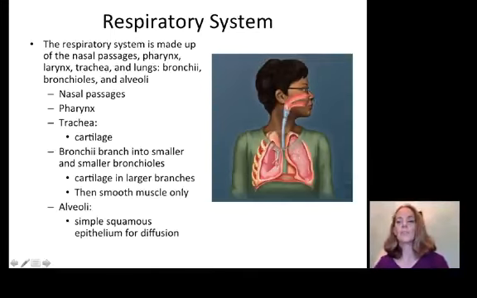So the respiratory system, just to remind you of the anatomy, is made up of the nasal passages, which begin up here in the nasal cavity, the pharynx behind the throat, the larynx, which contains the voice box, the trachea, which stretches down the neck, the lungs, which contain the air sacs, and the bronchi, which branch from the trachea as the airways into the lungs.